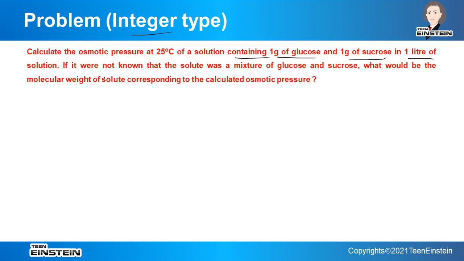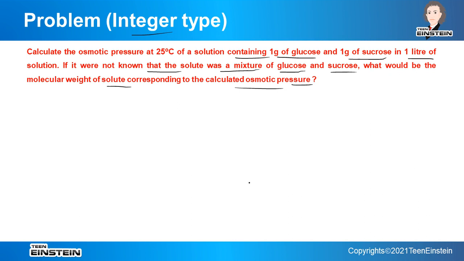Now suppose we do not know that there are two types of solute present in the solution. Under that condition, what will be the molecular weight of the solute? Suppose it is a single solute. If it is a single solute, then what will be the corresponding calculated osmotic pressure? That is the question.